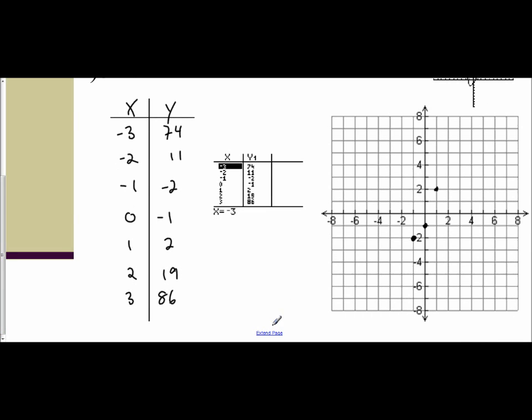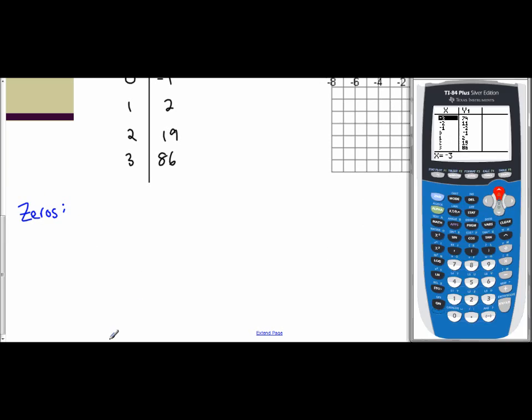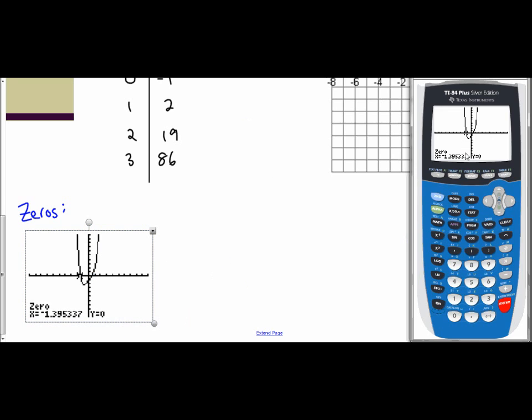Let's now look at finding our zeros with our calculator. And we saw from the graph that there were 2 x-intercepts. So we are going to have to find 2 real zeros. So let's find the one on the left first. So second calc, 0. Go to the left of it. Hit enter. Right bound, go to the right of it. Guess, hit enter again. And so we have our first 0.